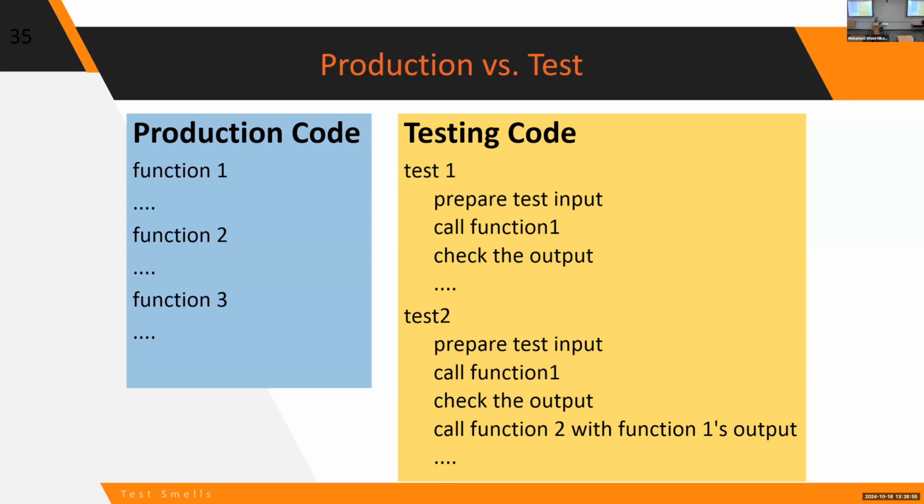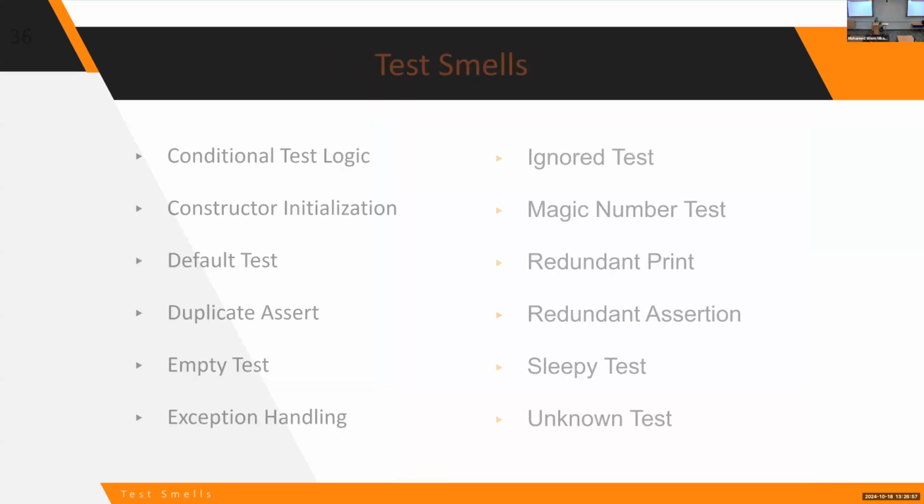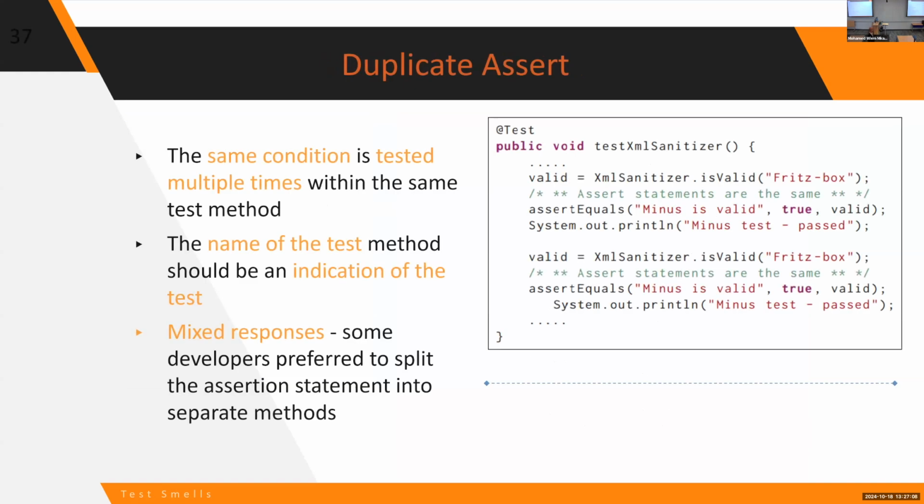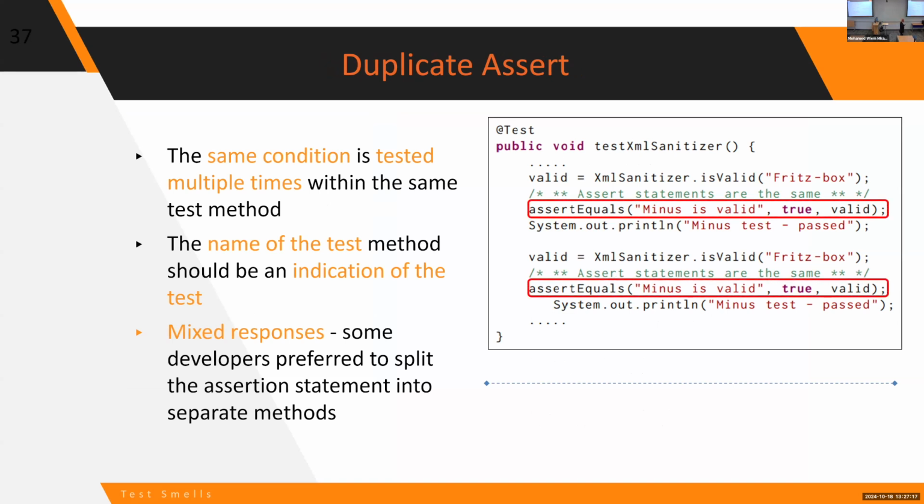So Anthony looked at a lot of test cases and came up with this catalog of problems that he thinks are problematic for test code, okay? Let's look at some examples. He looked, for example, at something called duplicate assert. It means a developer would copy paste a test, asserting twice. And so this is a test doing the same thing twice.